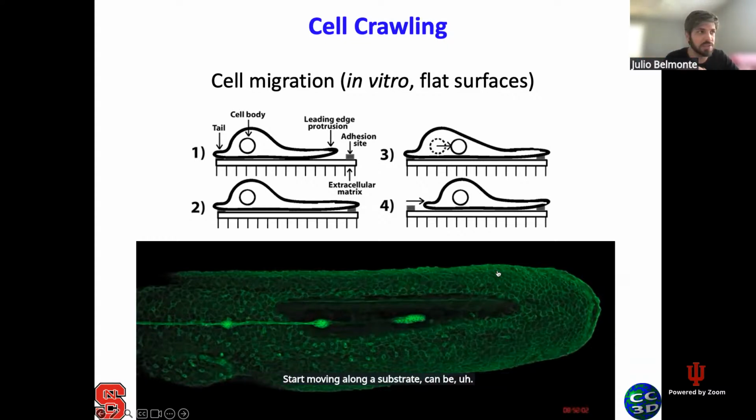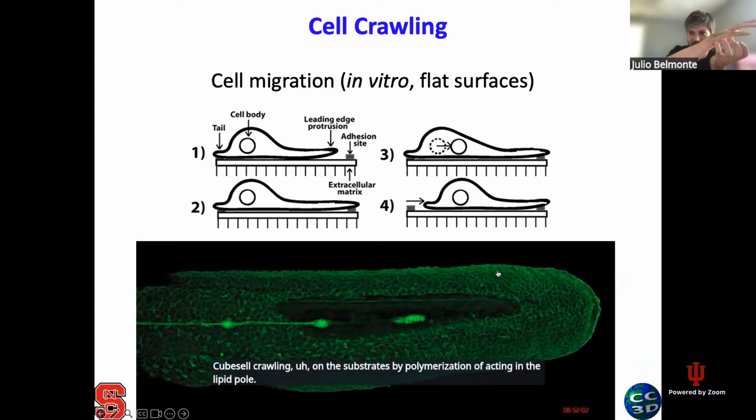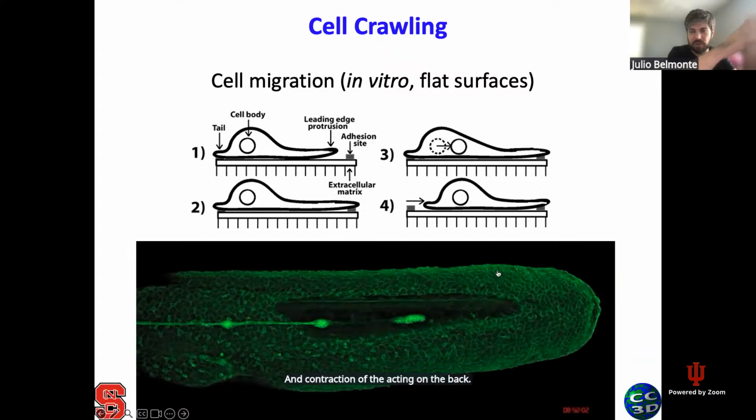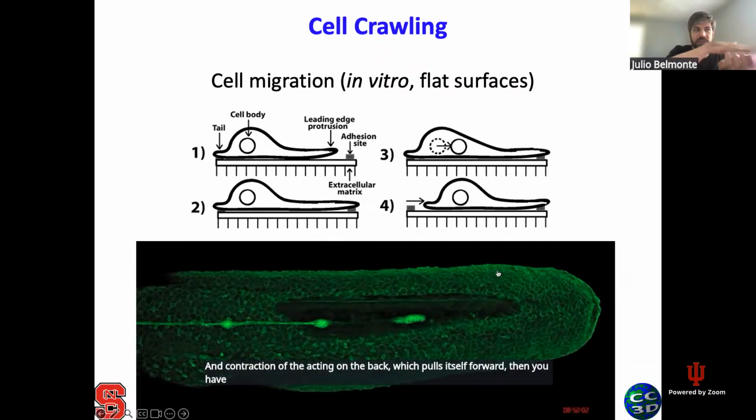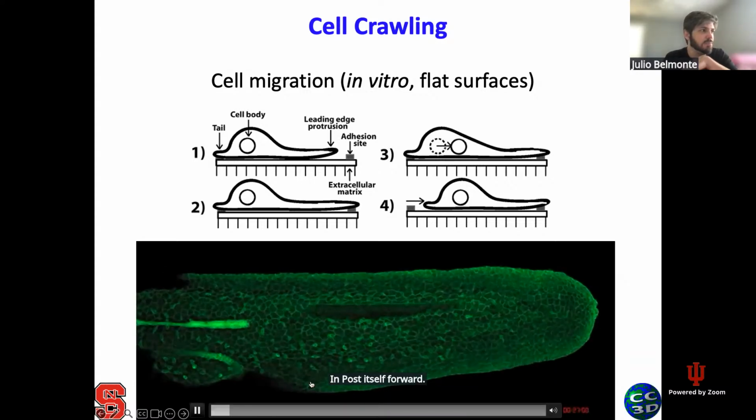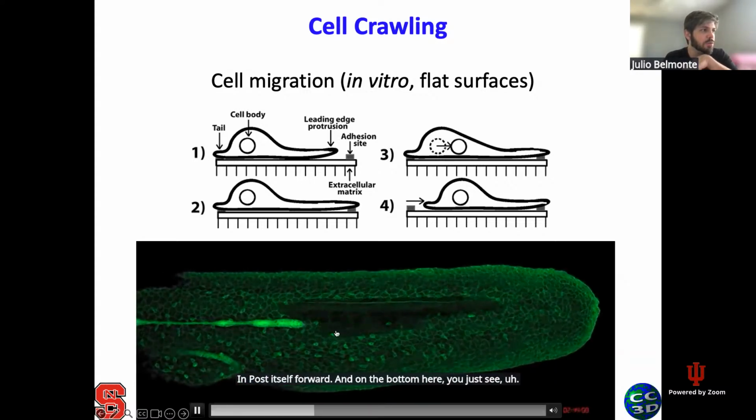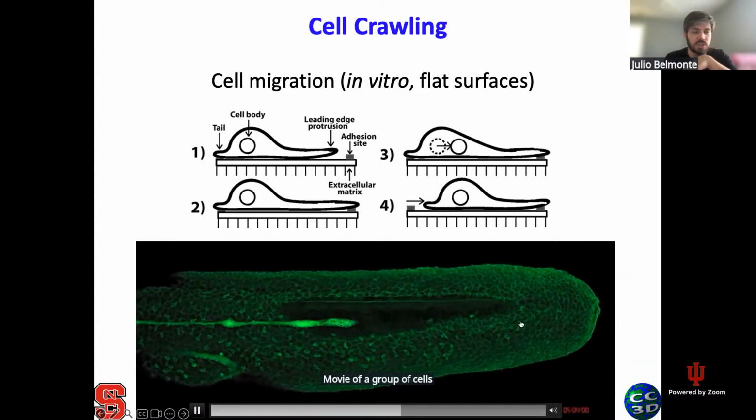So just to revisit, cell crawling is the process by which the cell starts moving along a substrate, which can be ECM or other cells. The cell extends a protrusion, grabs there, and keeps extending protrusions and pulling itself, so it moves itself forward. There are many ways to achieve cell crawling on substrates: by polymerization of actin in the lamellipodia and contraction of the actin at the back, which pulls the cell forward. Then you have the adhesion points of the cell on the substrate, and it pushes itself forward.